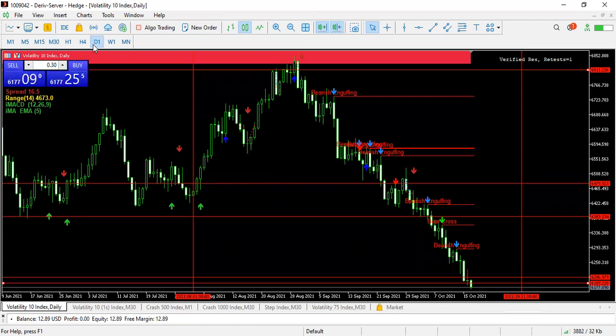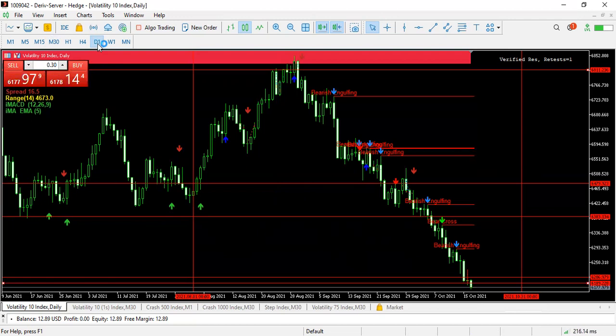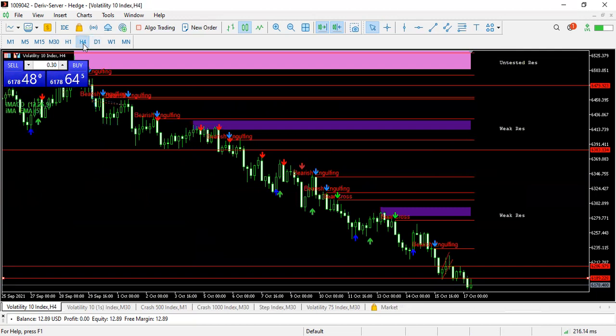So as a good trader, your analysis ought to start from the higher time frame. Let's see W1, that is week 1. You see the market is selling on a downtrend. Let's see D1, the market is selling on a downtrend. Let's see H4, the market is also selling on a downtrend. So what I'm trying to say in essence is this.